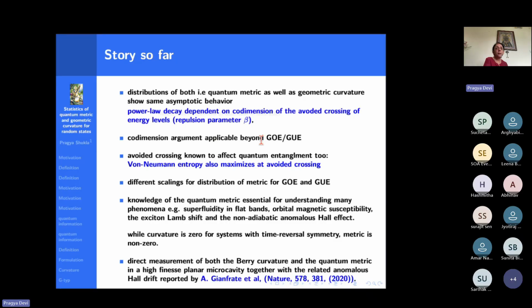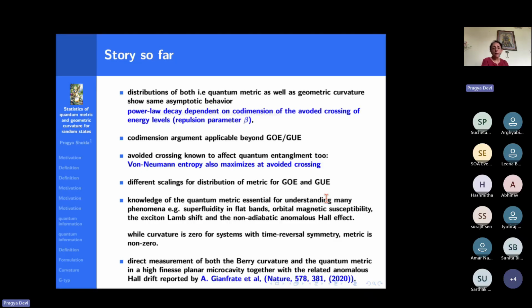The co-dimension argument is applicable beyond ergodic random states. If you know GOE, good enough. Otherwise, I will use the word ergodic random states. Avoided crossings are known to affect quantum entanglement too. And I have not talked about these details, but there are different scalings for distributions of the metric for random states, depending on whether your system has time reversal symmetry or not.